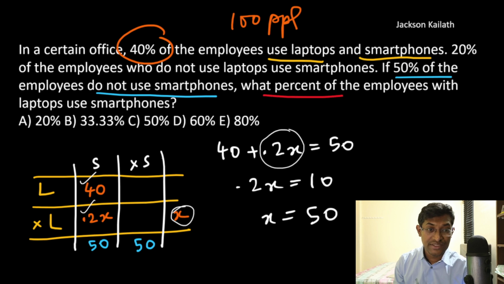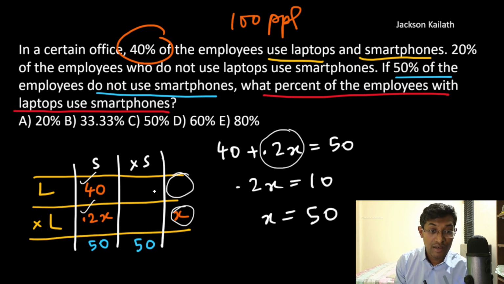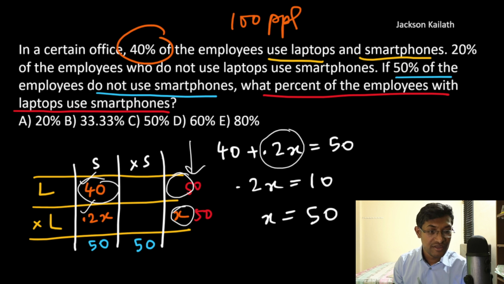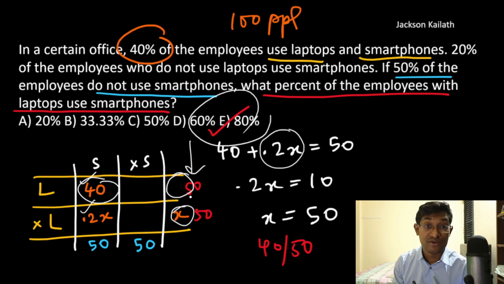Okay. And the question is, what percent of the employees with laptops use smartphones? So out of this, how many use smartphones? So we need to find 40 divided by this value over here. And this value over here would be 100 minus whatever is over here, because these two together add up to 100. And we have just found that this is 50. So this value over here would be 100 minus 50, which is 50. And the question is, 40 by 50 is what percentage? And that is nothing but 80%, which gives us the answer, which is answer option E.